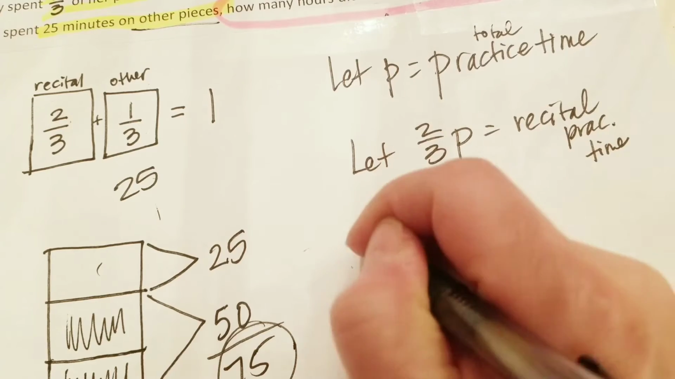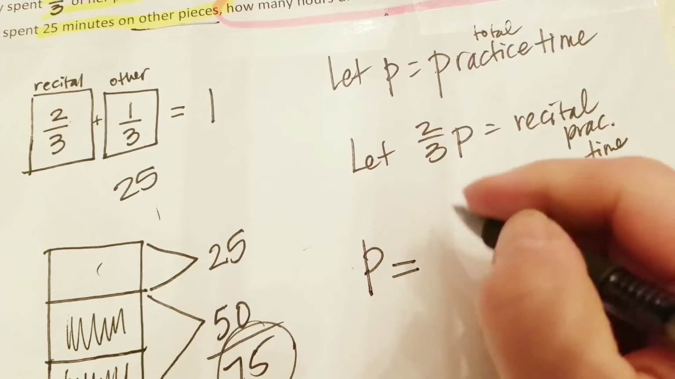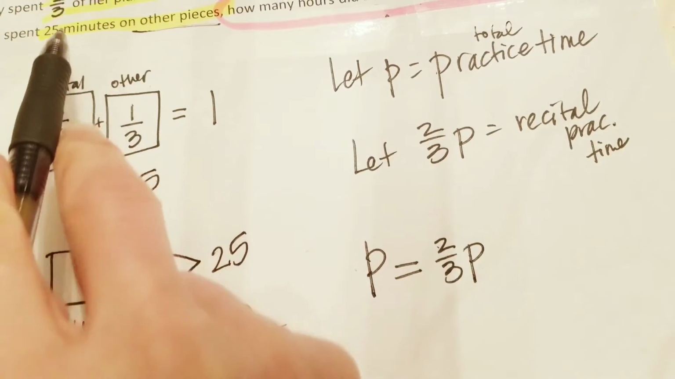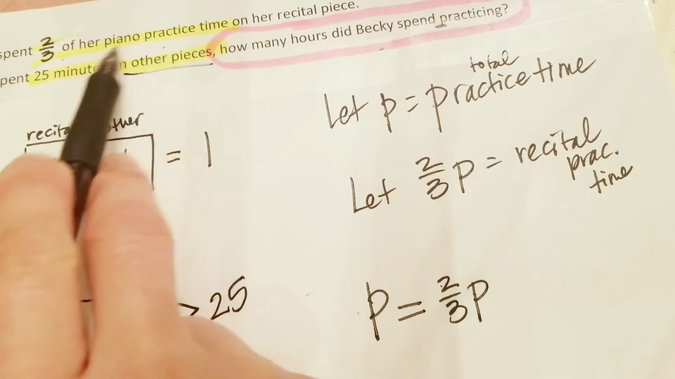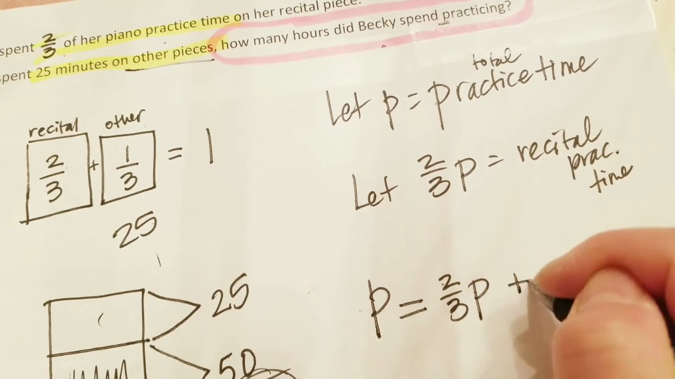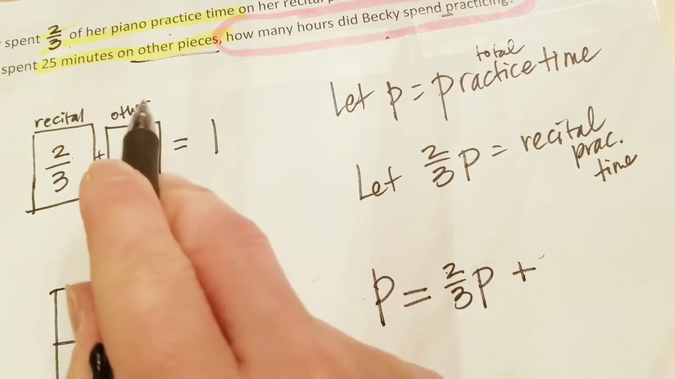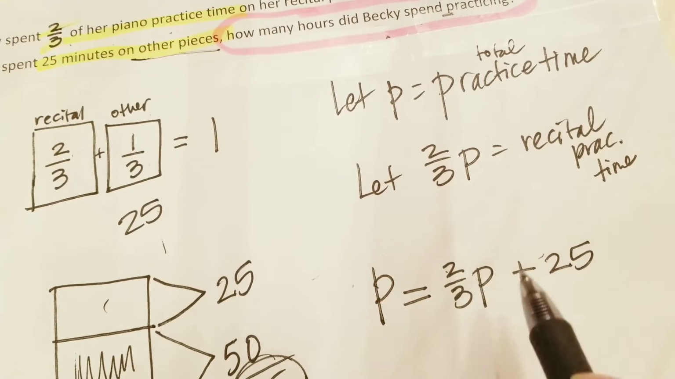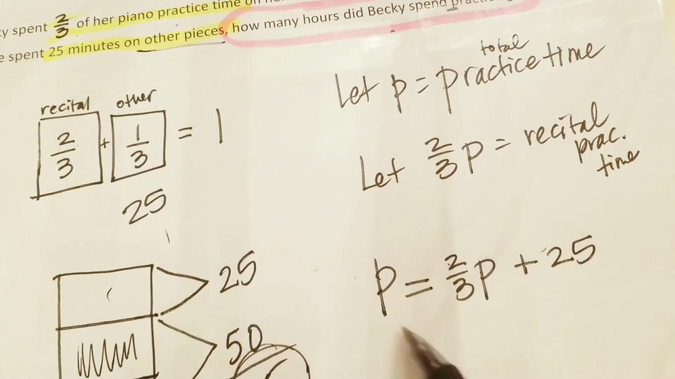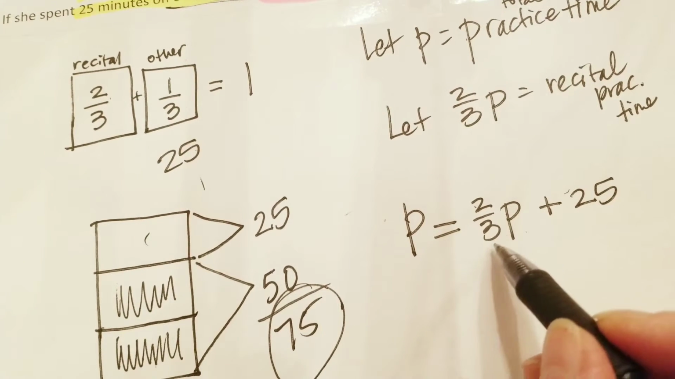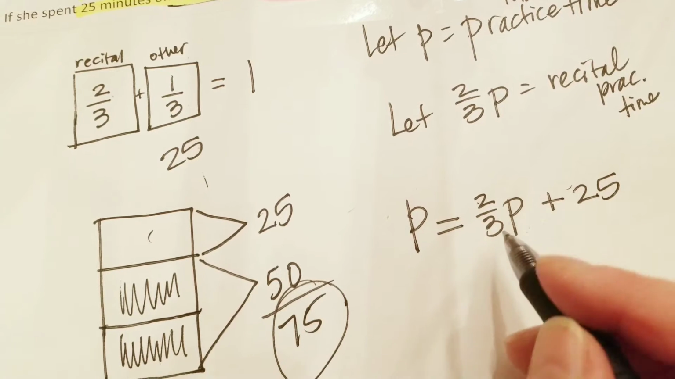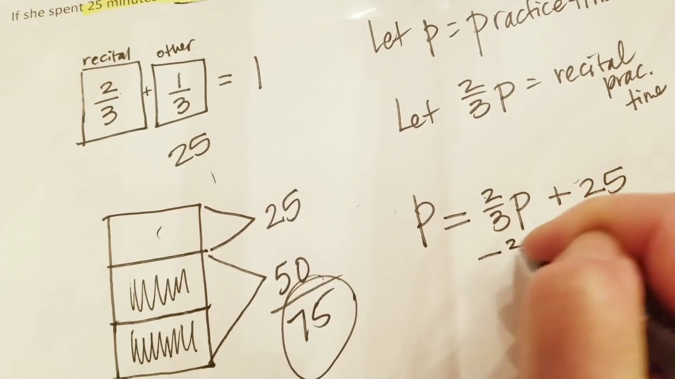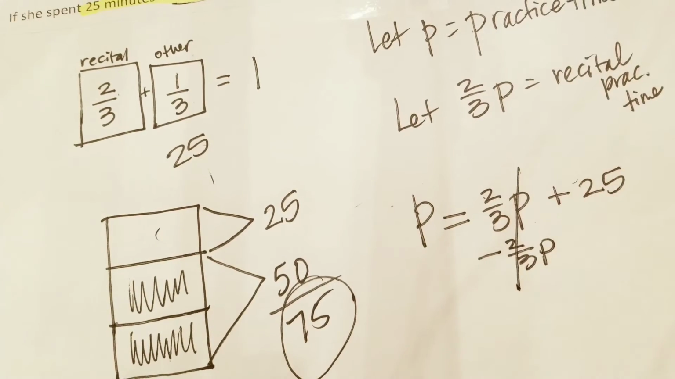So our total practice time equals our recital time, which was 2/3 P, plus the other practice time, which was 25 minutes. So that's our equation. Now we need to solve for P. A couple things we can do here. We need to get P all by itself, but I need to join these two like terms together. So I'm going to subtract 2/3 P from this side.